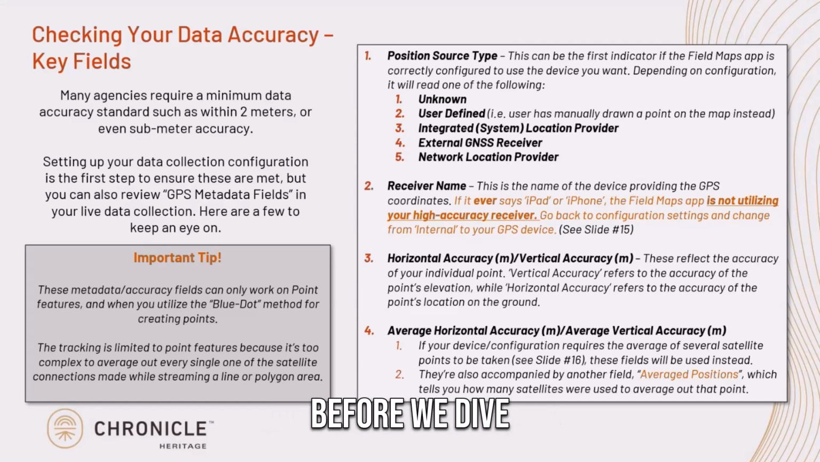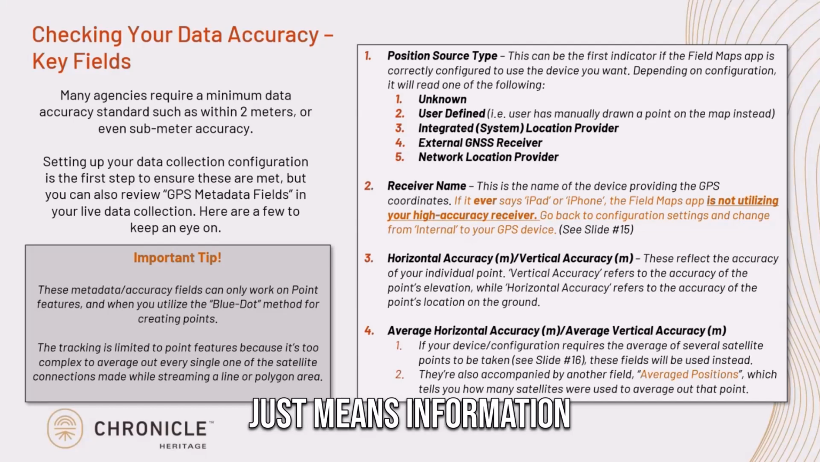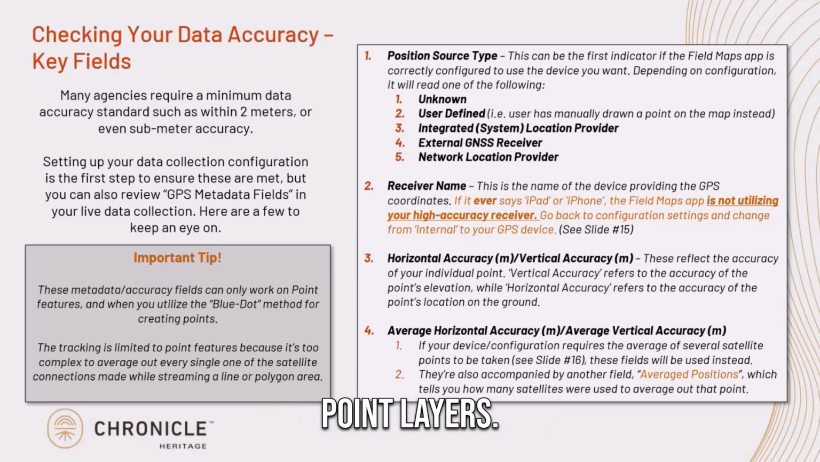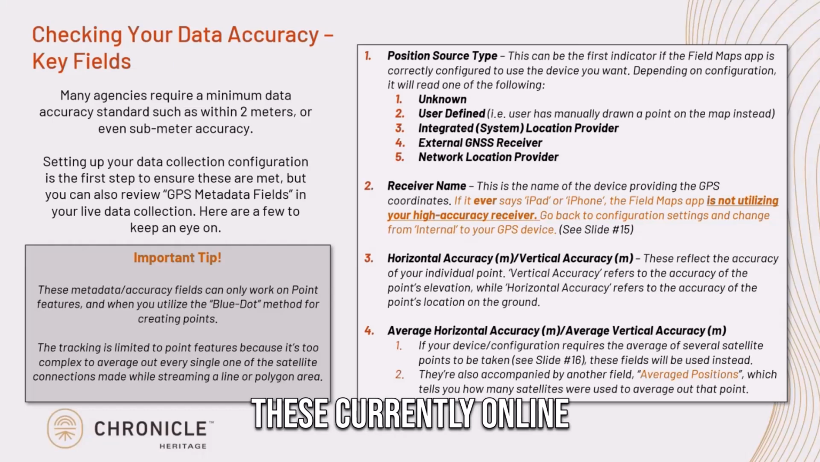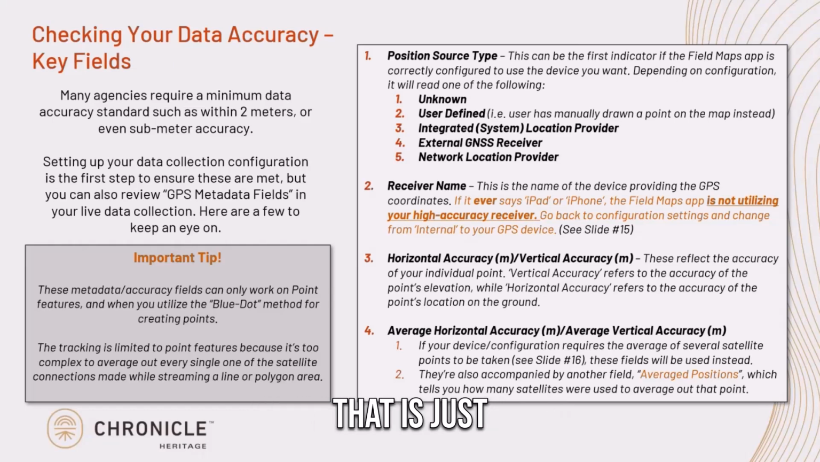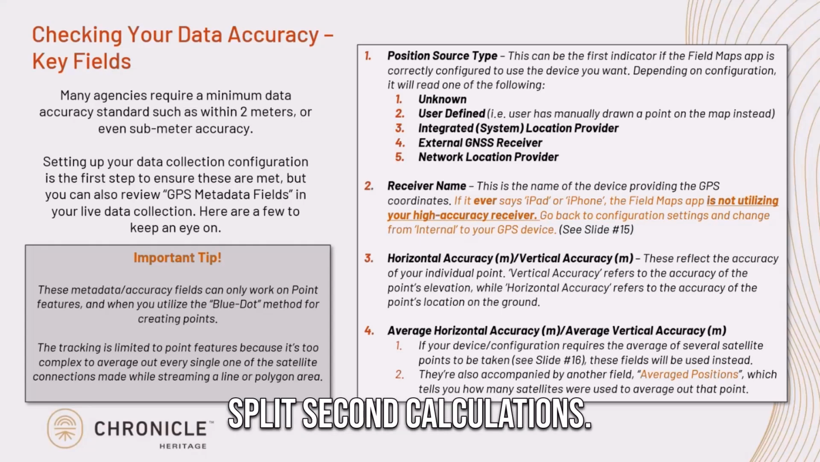Or if you need to tweak or configure your configuration settings because you're not getting the level of accuracy you require. Before we dive into how to check these fields, a quick note is that these metadata fields, which just means information about your data, are limited to point layers. You cannot get these currently on lines and polygons.